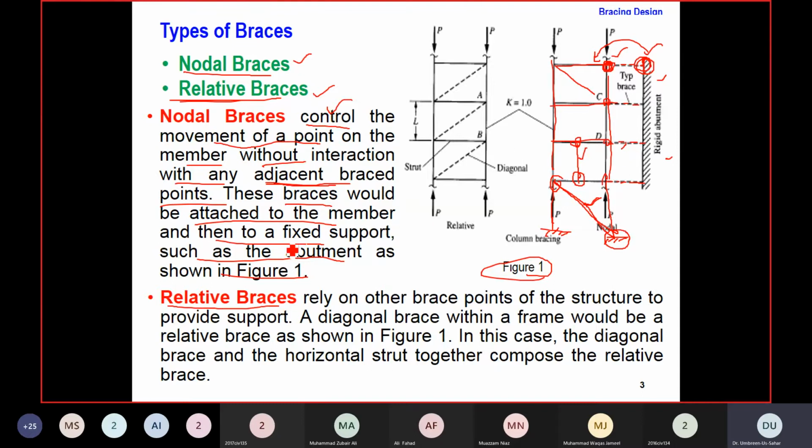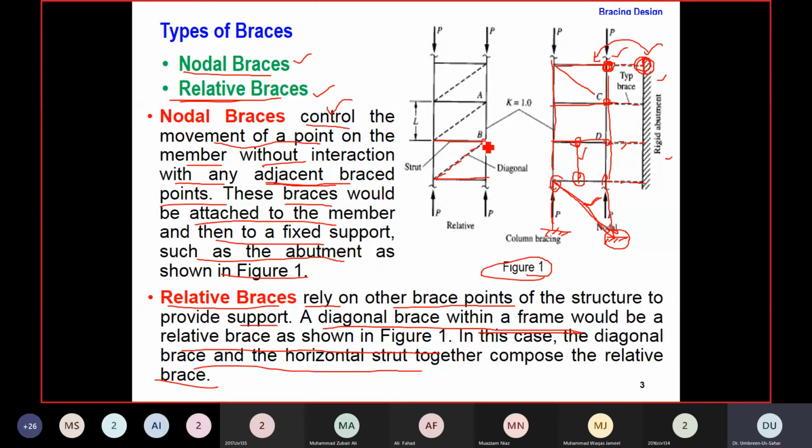For the relative brace, the definition is just the reverse of that. This brace is going to rely on the other brace points at both ends of it to provide the support. A diagonal brace within a frame would be a relative brace as shown in figure number 1. In this case, the diagonal brace and the horizontal strut together compose the relative brace. Here in the figure on the left-hand side, this dashed line shows you the relative brace. These are the struts, meaning the horizontal beams inside your steel frame.